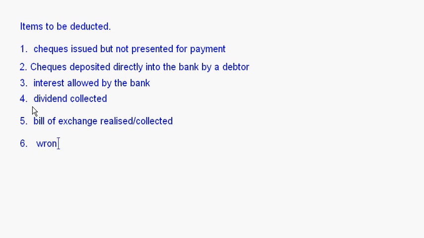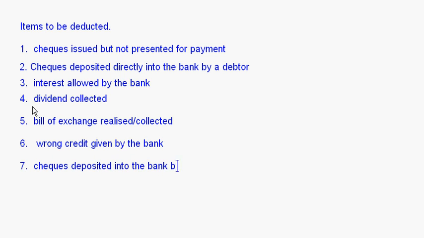Any wrong credit given by the bank, when the bank gives any wrong credit, it will result in an increase in the bank balance, whereas since it is a wrong credit, it will not be put in the cash book, so that will be less, right? Wrong credit given by the bank. Then the last one, checks deposited into the bank but not recorded in the cash book.